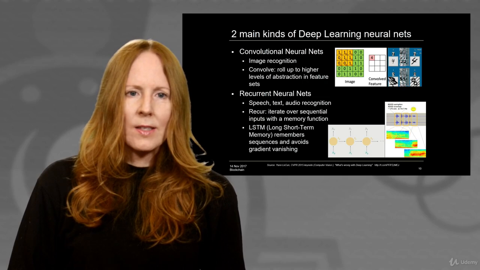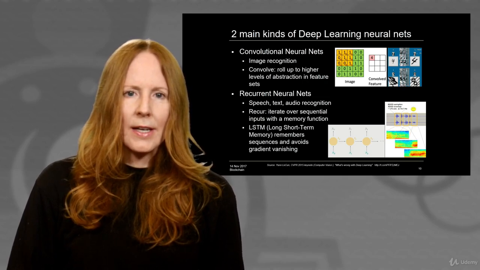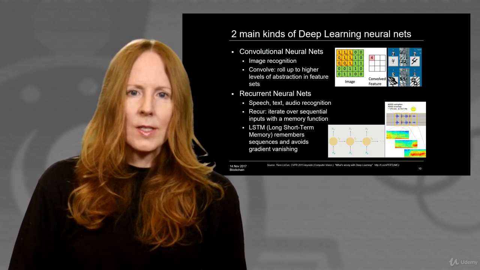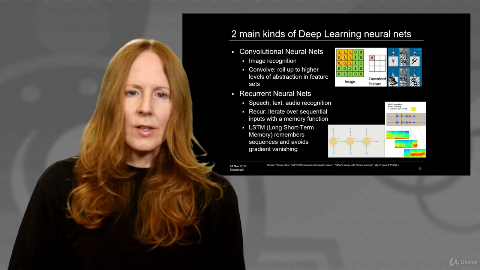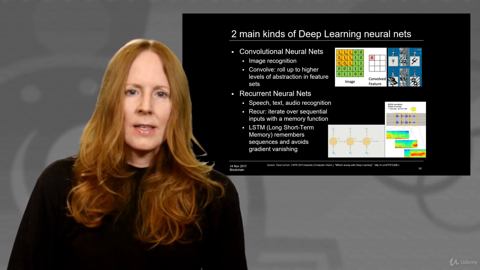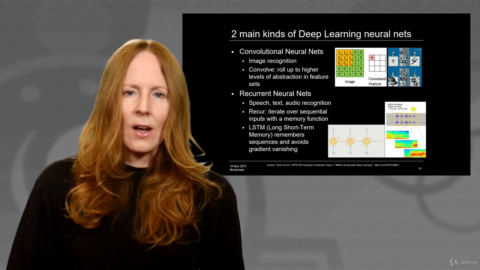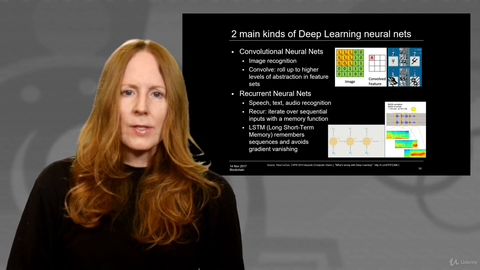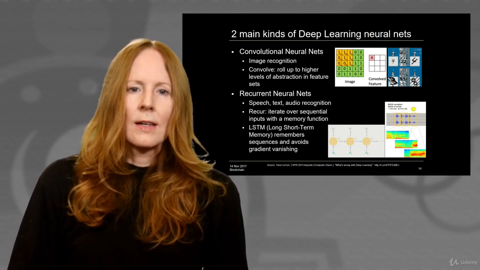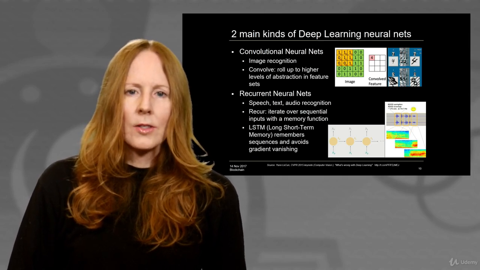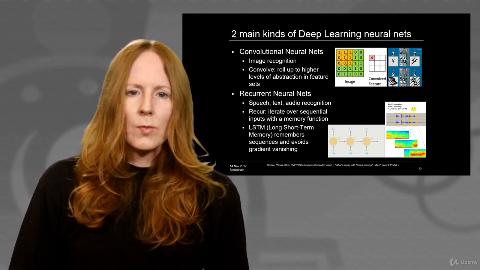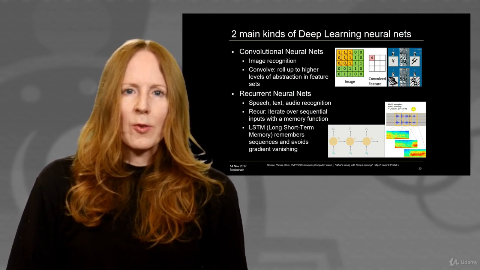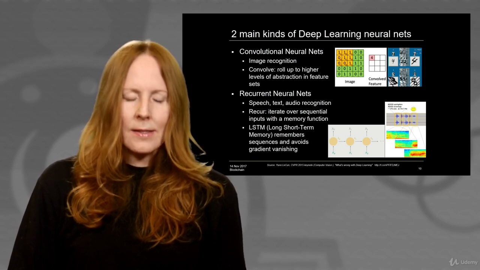There are 2 main kinds of deep learning nets. One is convolutional neural nets, used for image recognition. They convolve, that is, they roll up to higher levels of abstraction in feature set recognition. And recurrent neural nets, used for speech, text, and audio recognition. RNNs recur, that is, iterate over sequential inputs with a memory function, often using an LSTM, a long short-term memory function, which remembers which sequences might be salient and avoids vanishing gradients, avoids hitting limits in its analysis.